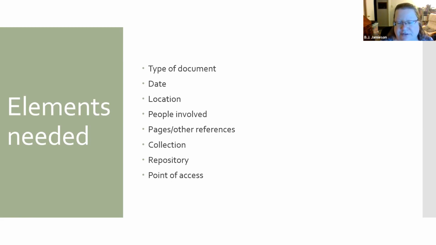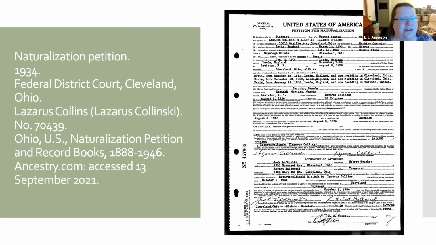So let's take a look at some samples. Here's a naturalization petition for a family I'm working on. So the type of document is naturalization petition. I've separated these out online so you can see them. If I were doing them as a citation, I would have them all in paragraph format. So I've got naturalization petition, and you can see down here it's 1934. It's in the Federal District Court at Cleveland, Ohio, so that's the jurisdiction.